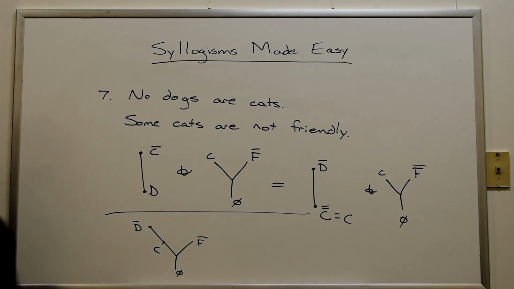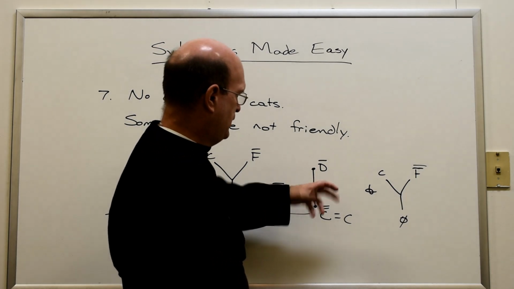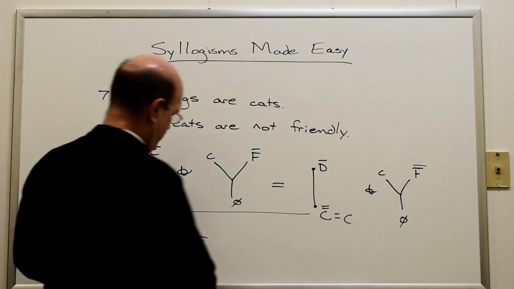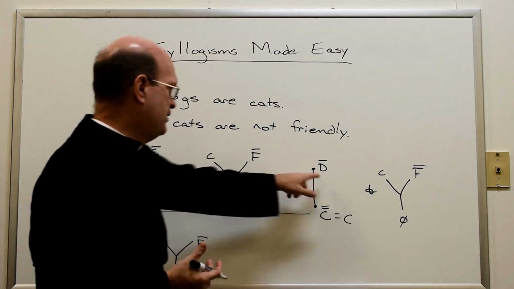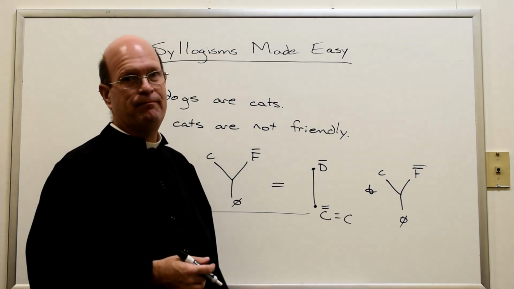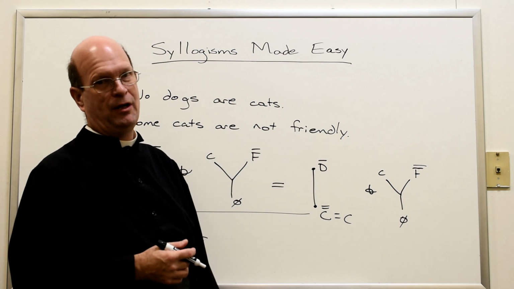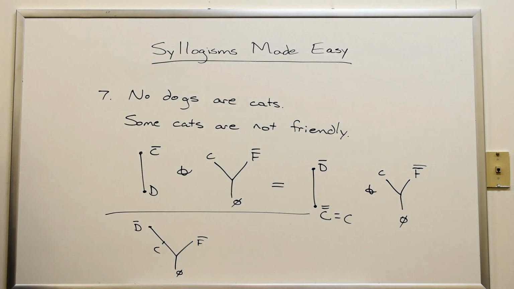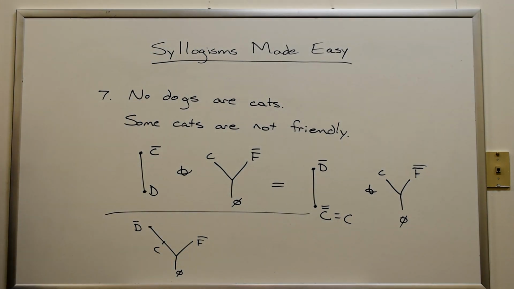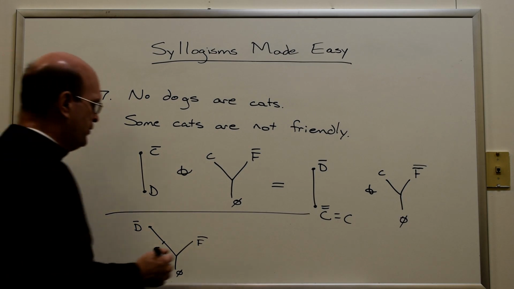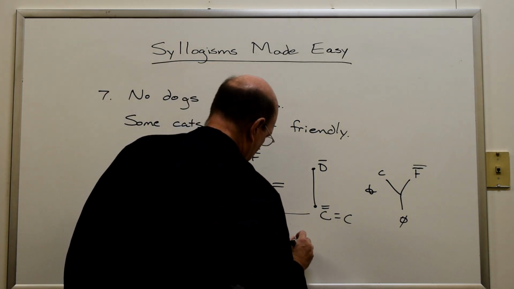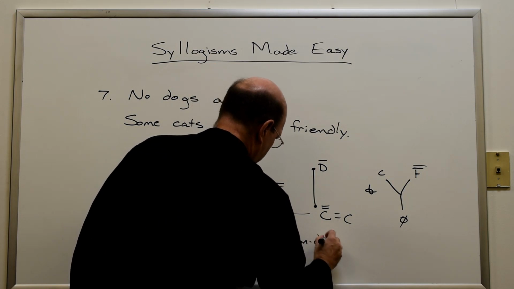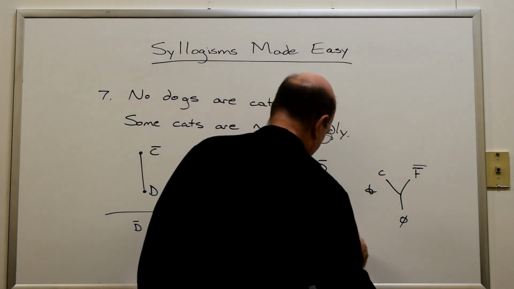So again, it should be pretty evident that this is a model that incorporates both of these assumptions, and that really the D bar has to go above the C. That's what this diagram says. And so that's where it goes. So again, we have a conclusion. The conclusion is that some non-dogs are not friendly.